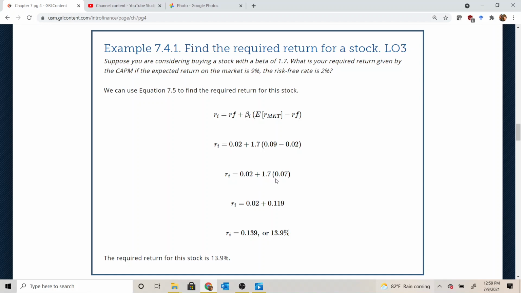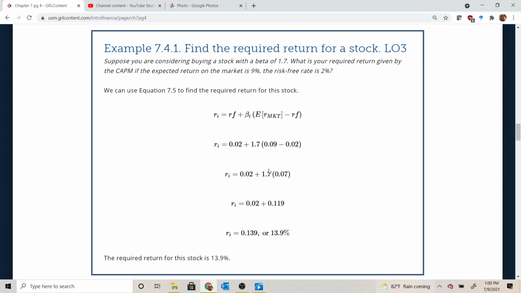The stock has a beta of 1.7, which means we expect its returns to be magnified 1.7 times, or we expect them to be 70% greater in magnitude than the market's returns, because that would also work in the opposite direction. If the market were down, say 5%, or we expected it to be down 5%, then we would expect the stock to be down even 70% more than that.